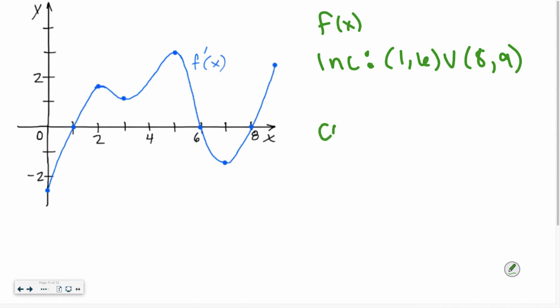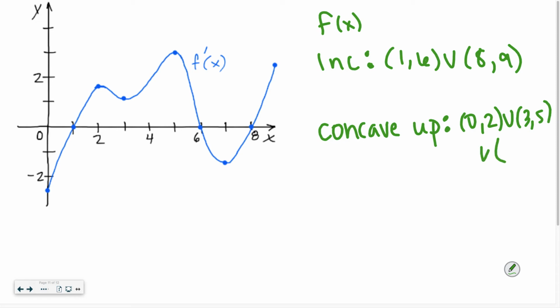Now, what about if I want concave up? So this is the derivative, right? Concave up means our slopes increase. This is the derivative, meaning slope. Where is the slope increasing? 0 to 2. And 3 to 5. Whoops. And 7 to 9. That's a 7. Where the derivative is increasing, that means our next derivative is going to be positive.